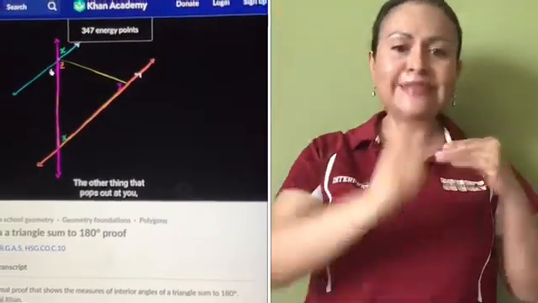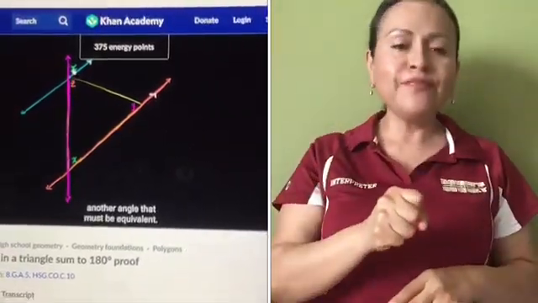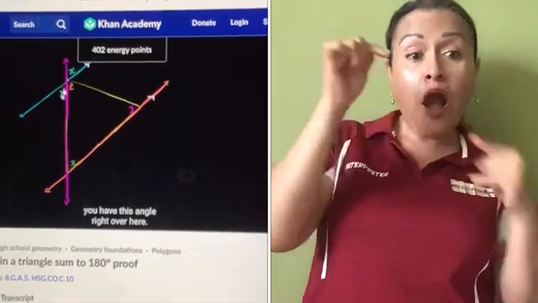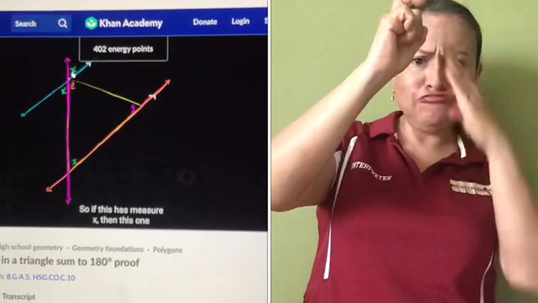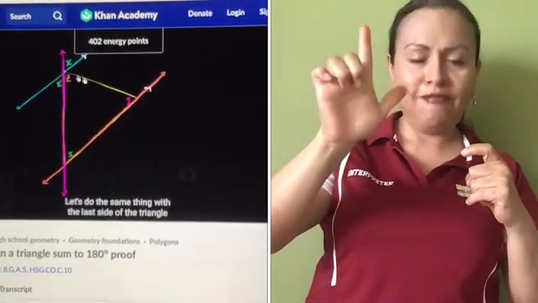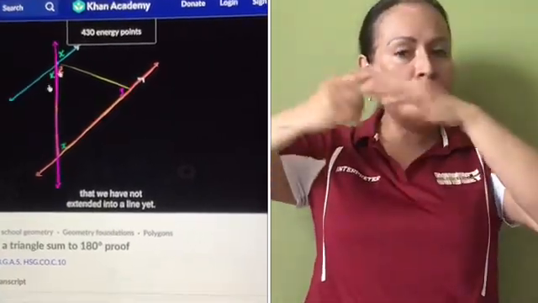The other thing that pops out at you is there's another vertical angle with x, another angle that must be equivalent. On the opposite side of this intersection, you have this angle right over here. These two angles are vertical, so if this has measure x, then this one must have measure x as well. Let's do the same thing with the last side of the triangle that we have not extended into a line yet. So let's do that.